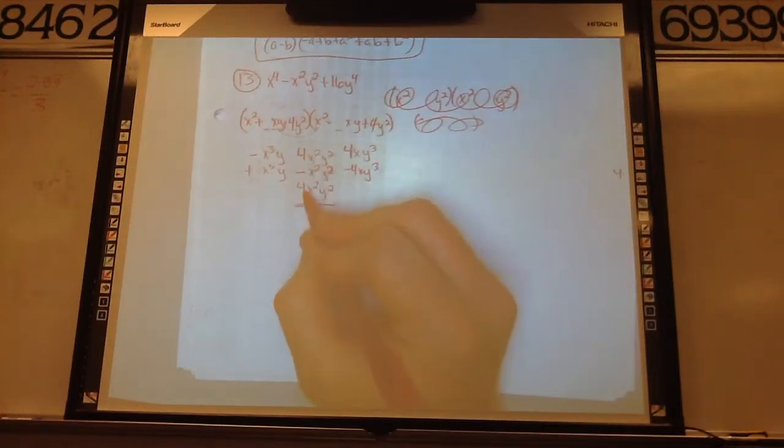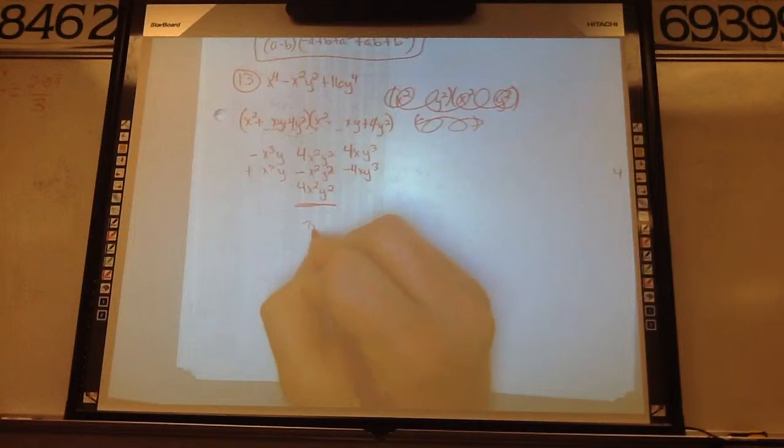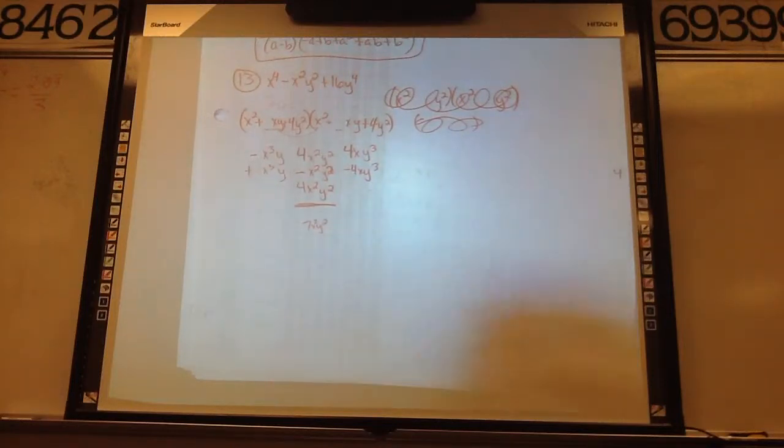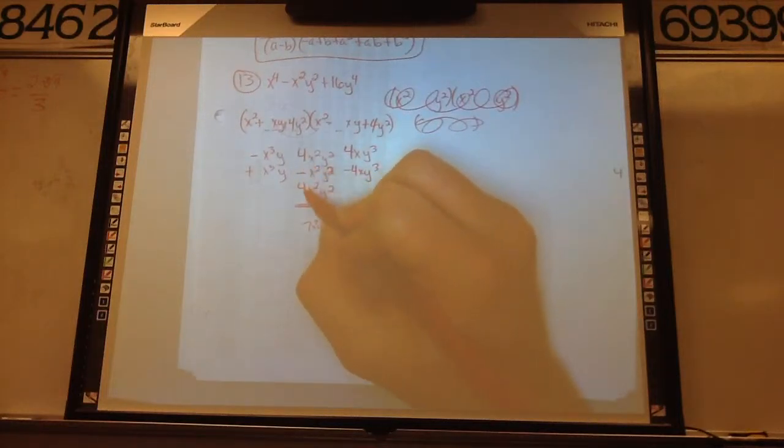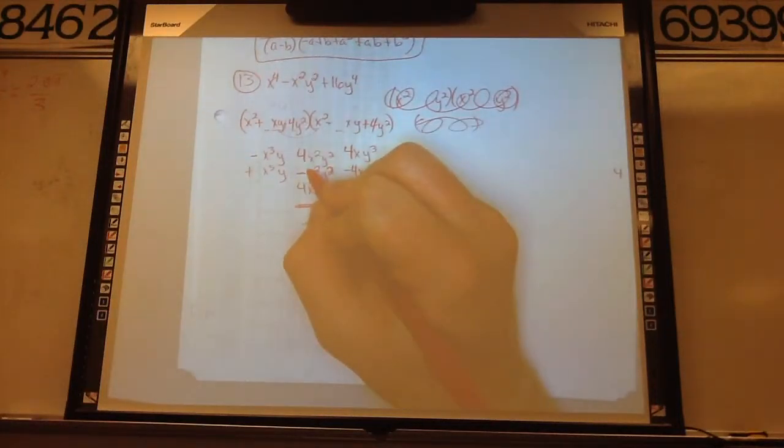I have 4 minus 1. I have 7xy squared. That's not what I was looking for. So I was like, well, how can I change that to make it be what I was looking for? I was like, well, that's 4, 4, that's 8. What if I put a 9 right there? If that one could be a 9, then I would have negative 9 plus 8.